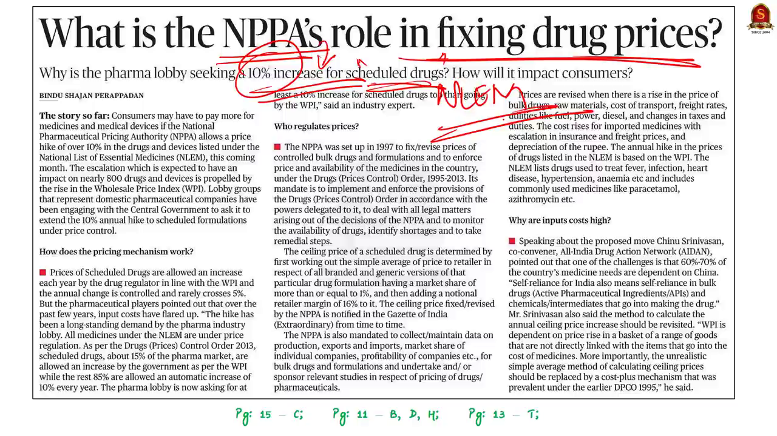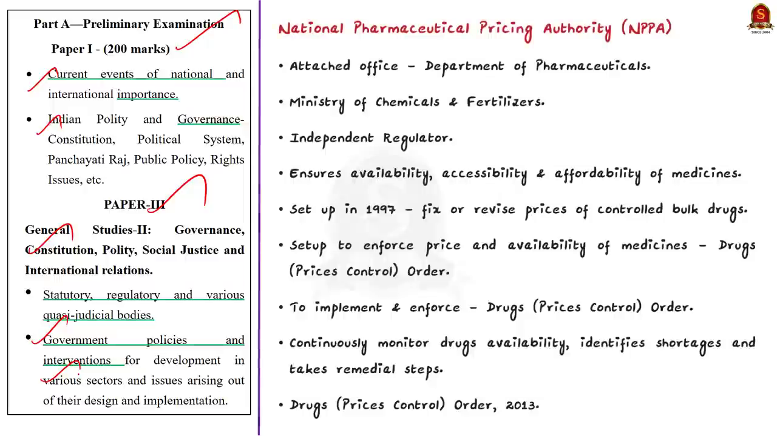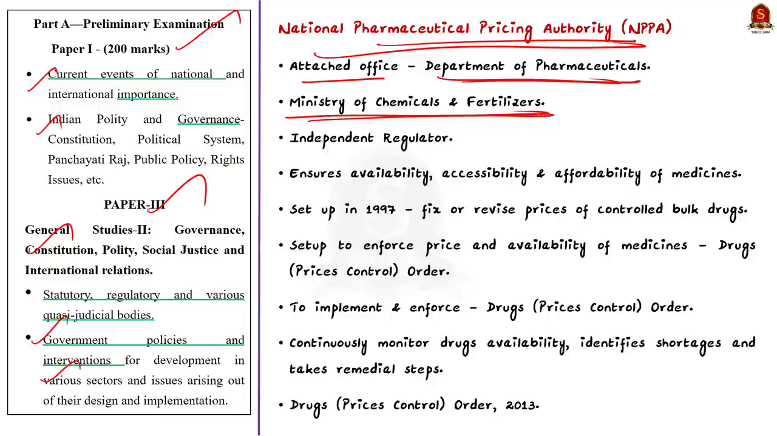And in this context, let's discuss the National Pharmaceutical Pricing Authority and the National List of Essential Medicines. We will also discuss the ways to address the price rise of drugs. Okay. Before getting into our discussion, the syllabus relevant to the news article is given here for your reference. Just go through it. Now let's start our discussion. See, the National Pharmaceutical Pricing Authority is an attached office of the Department of Pharmaceuticals, which is under the Ministry of Chemicals and Fertilizers. The National Pharmaceutical Pricing Authority is an independent regulator for pricing of drugs, and it ensures availability and accessibility of medicines at affordable prices.